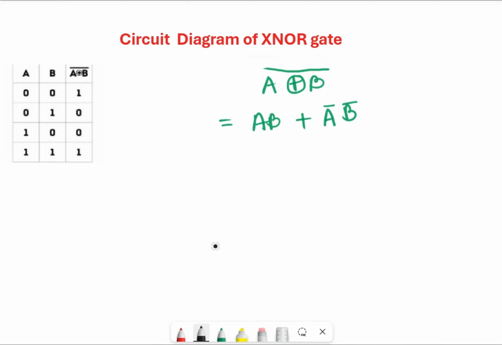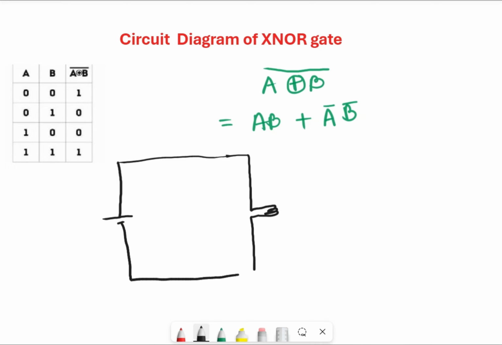Now it's time to draw the electric circuit for the XNOR Gate. Indeed, of course, we have a potential source or voltage source, and to check the output we have to have a light to investigate the cases, and here we actually have 4 cases. I'll explain. So now it's time to draw the switches.